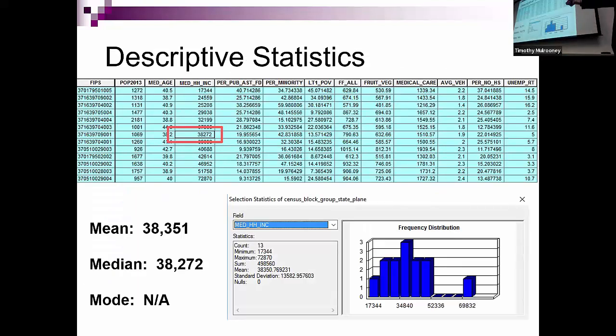If I right mouse click on a column and look at statistics, it's going to give us information that looks like this. A count, a min, a max. We know what the minimum means. We know what the maximum means. If we sort them, it's the one at the top and the one at the bottom. And it gives us the sum, the total. That sum doesn't mean that much to me, like 498,560, but it gives me the mean. It gives me the standard deviation.